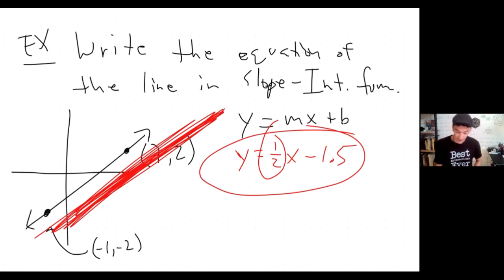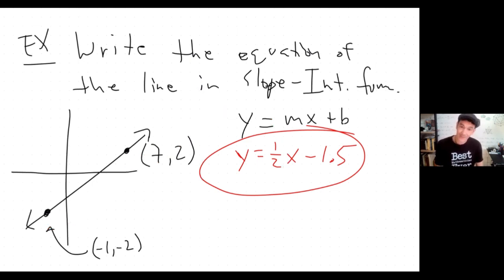Now, another reason that I have confidence with my answer is that the y-intercept was negative, and as it should be, because in the picture, this point is underneath the x-axis. So everything's in agreement. There's no contradictions here. All right, let's move on.